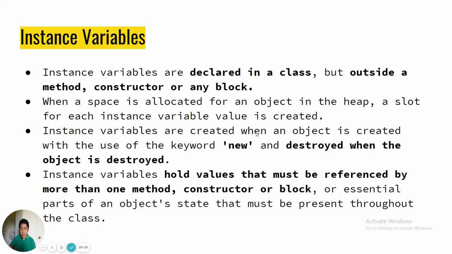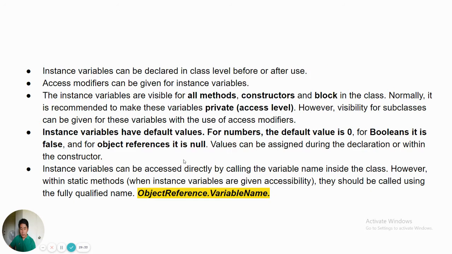Instance variables are created when an object is created with the use of the keyword new. We used this earlier. And they are destroyed when the object is destroyed. So that is instance variables; they are created inside the class. The instance variables are visible for all methods, constructors, and blocks. Meaning, if we create an instance variable in a class, all methods can access it. It will be visible for all the methods in your program.